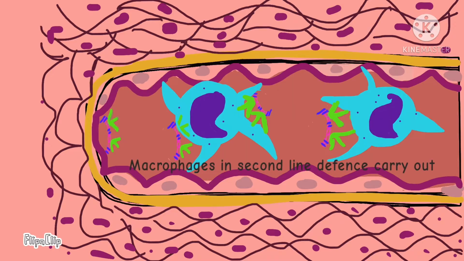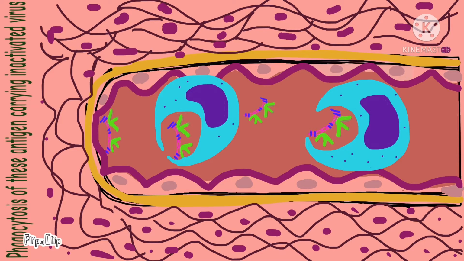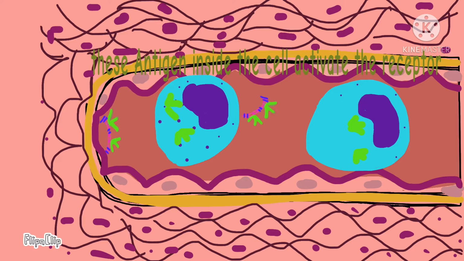Well, the macrophages present in the second line of defense carry out the process of phagocytosis and engulf the virus inside the cell. Well, the antigen present inside the cell activates the receptor inside the cell.